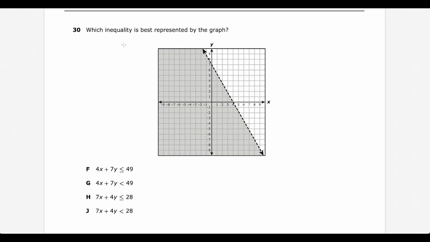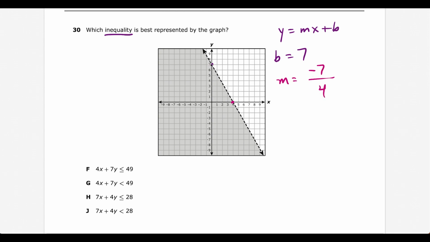So question 30, we want to know which inequality is best represented by this graph. And I would treat this like writing the equation of a line here. And notice that we have a y-intercept of 7. So when we think of the formula y equals mx plus b, our b value right away, I'm going to see here is 7. And then to get our slope, I'm going to pick another point here, let's say the point (4, 0). And our slope is the rise over the run. And notice we have to go down 7, and then we're going over 4. So that would be a slope of negative 7 over 4.